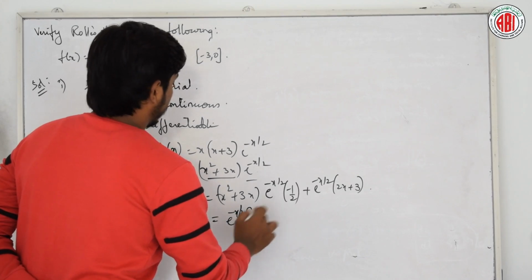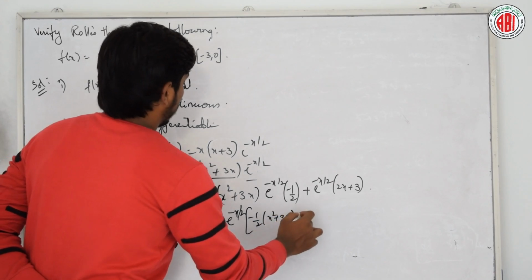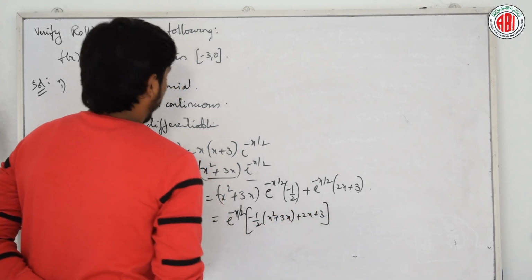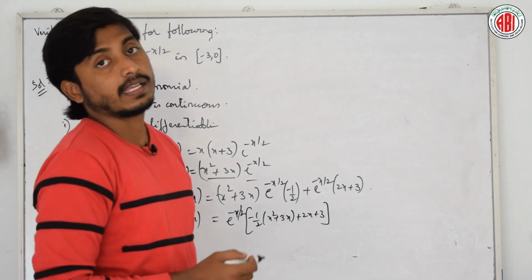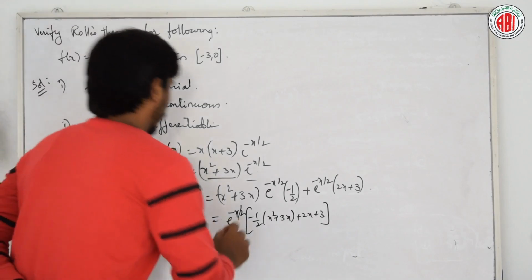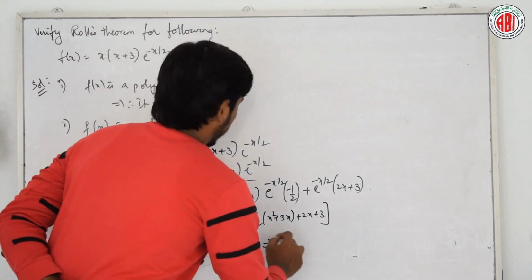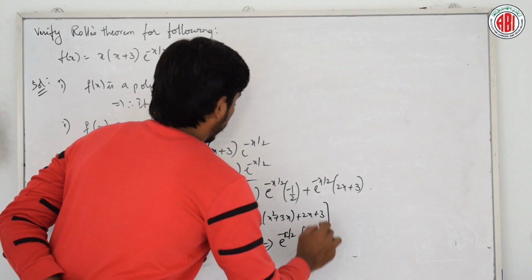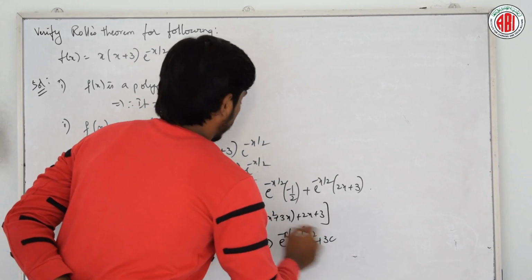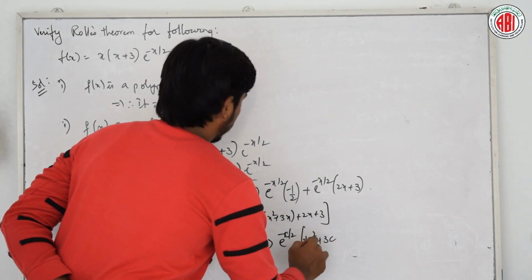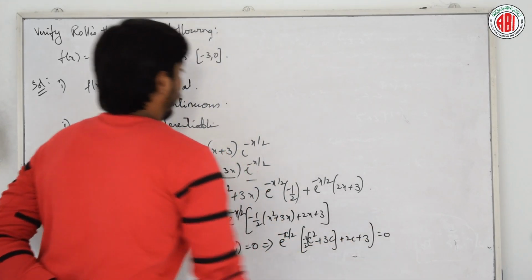Then I will get it as minus 1 by 2 into x square plus 3x plus 2x plus 3. This is f dash of x. Let us take c in the place of x and equate it to 0. F dash of c is equal to 0, that is e power minus c by 2 into c square plus 3c, okay, and the next minus 1 by 2 here, plus 2c plus 3 is equal to 0. Clear?